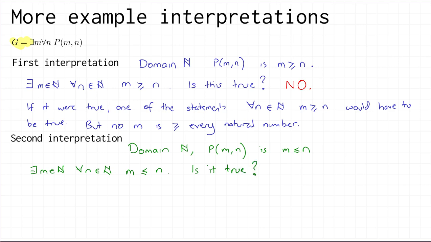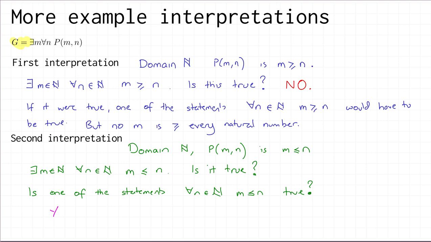So is it true? So what we're asking then is, is at least one of the statements for all n in N, m less than or equal to n, true? So you get one such statement for each natural number m, and all we're asking is, is one of those statements true? Is there a natural number m that makes that true? So that's what we're asking. What's the answer? Well, again, pause the video and think about it.